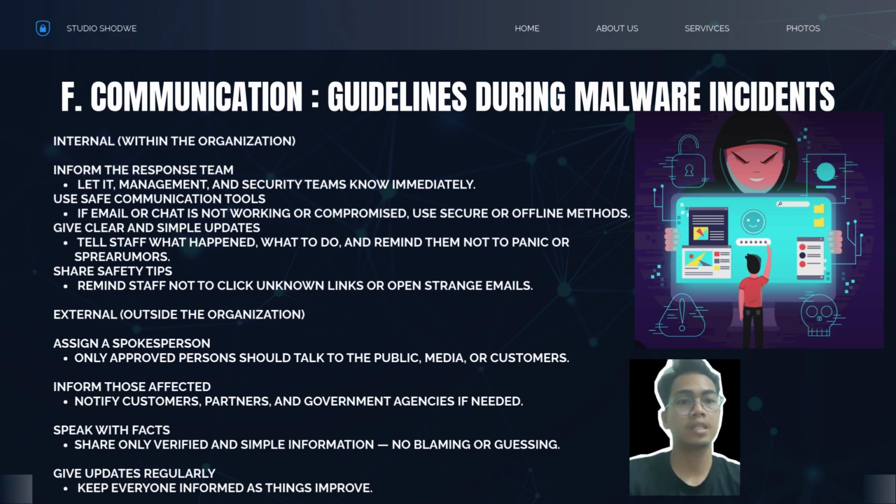such as notifying customers, partners or government bodies if required. Speak with facts only, share only verified and simple information, not blaming or making any assumptions. Give regular updates to keep external parties informed as the situation improves. In short, during a malware incident, be fast and be clear, and always use safe and trusted channels. This helps protect your organization's reputation and keep everyone safe.